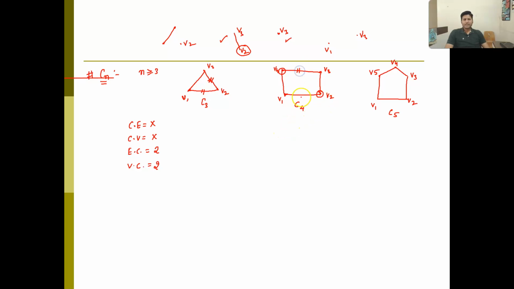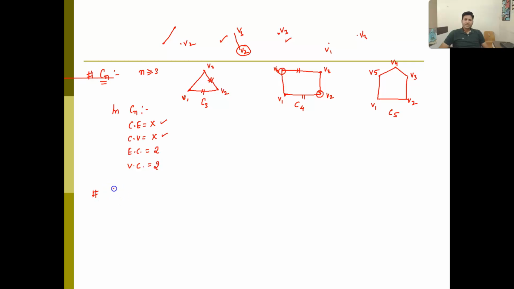In the same manner, remove the opposite edges. So C4 is also having the same result as C3. The same for C5. So in general, we can say in cycle graph CN, cut edge and cut vertex will never exist, and edge connectivity and vertex connectivity is always true. Whether it is C3, C4, C5, or we can take any N. So this is for CN.